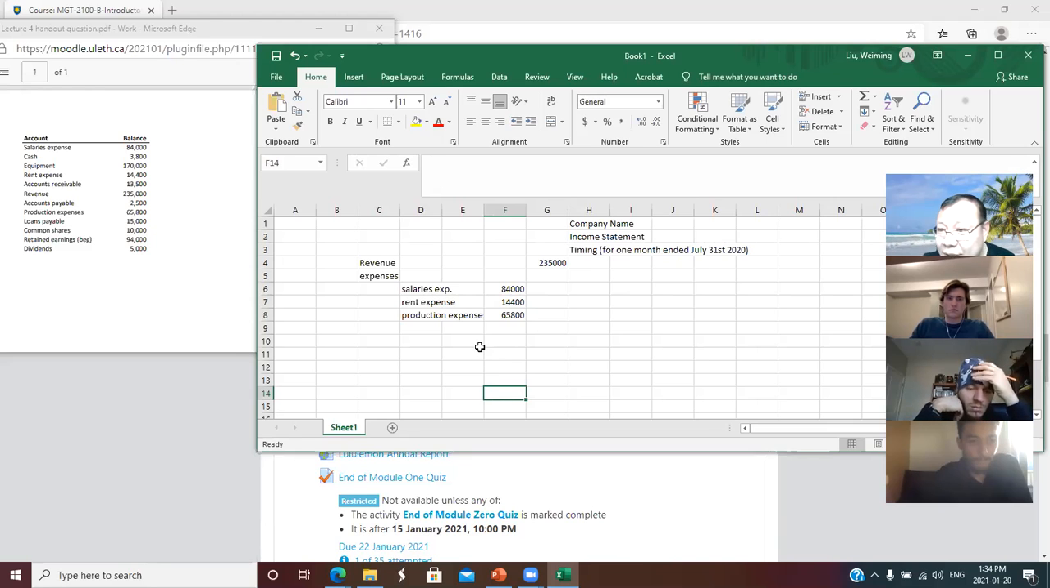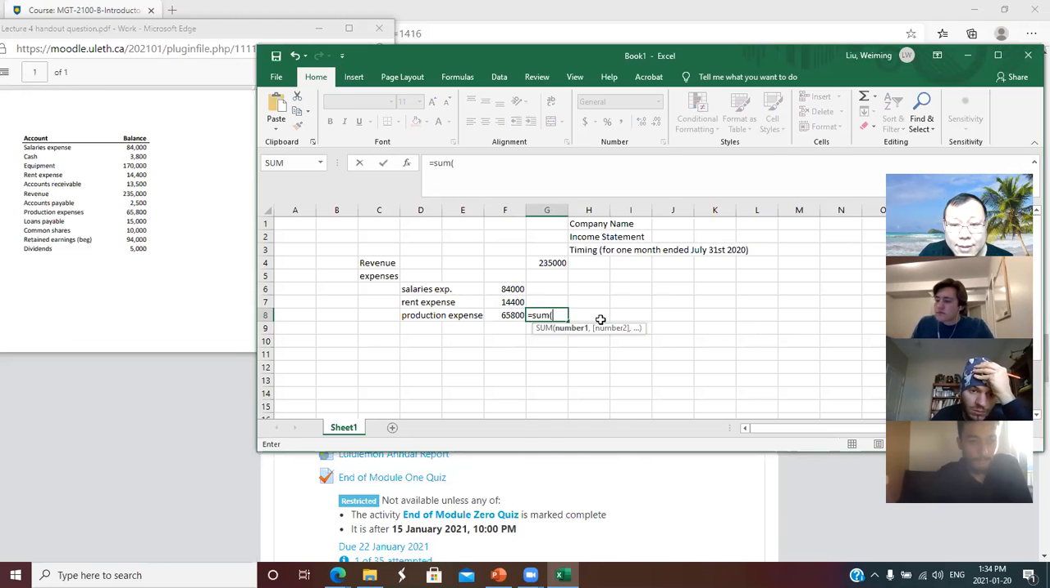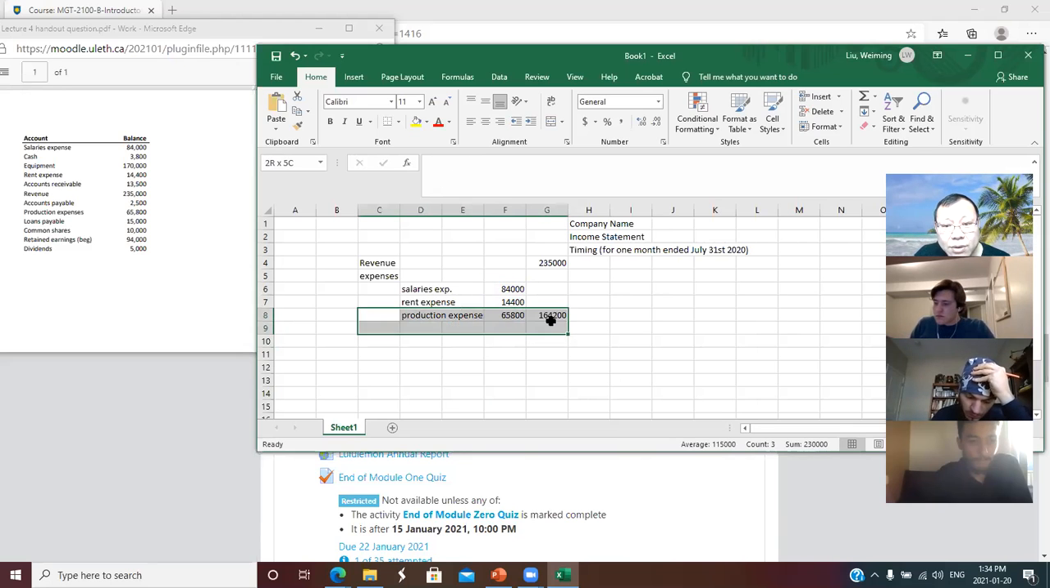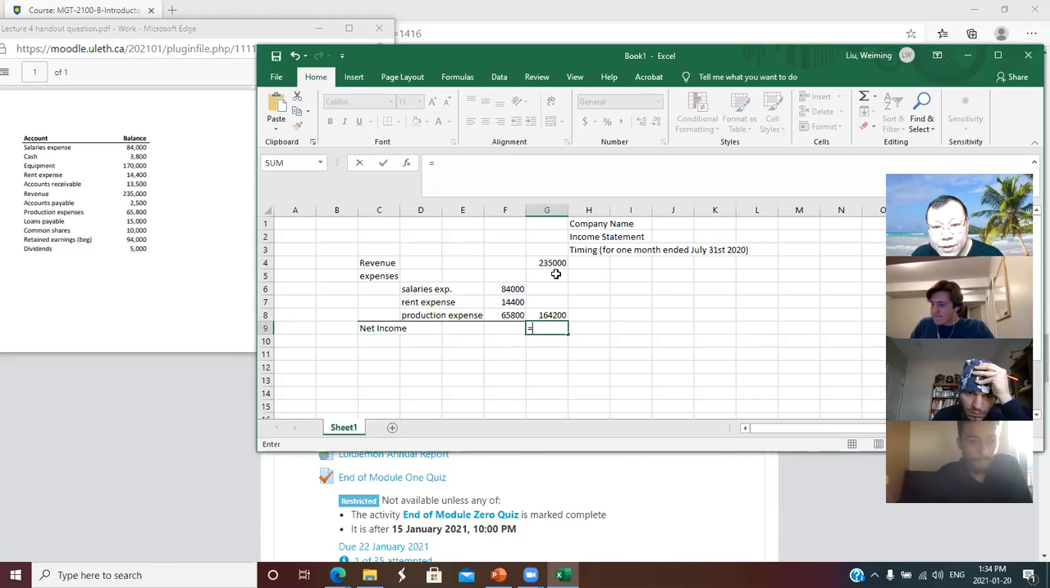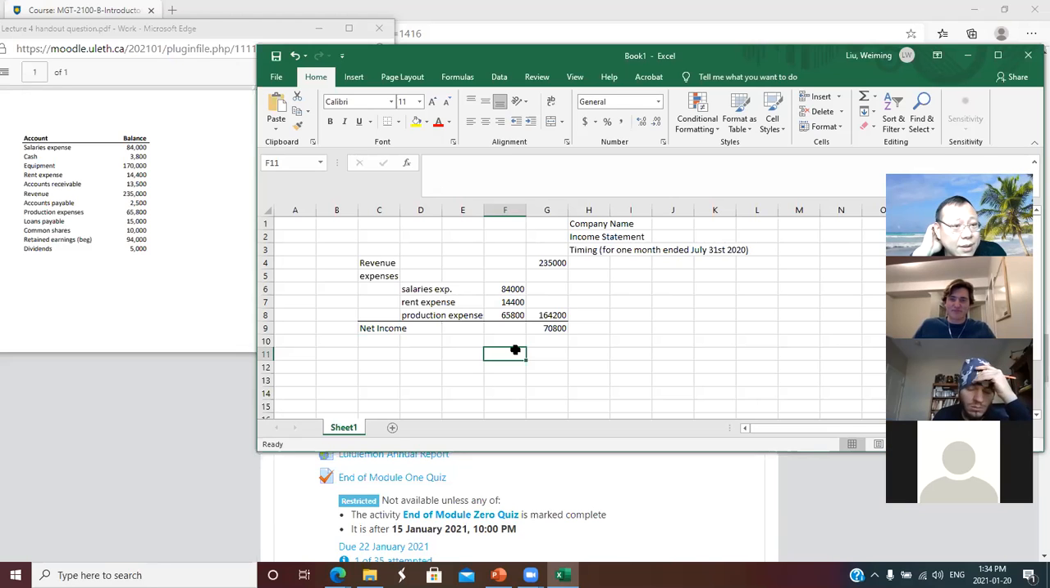Do you have any other expenses? No, right? That's it. So what's your total expenses here? It's the sum of these. And now you're gonna have a net income here. Your net income will be the difference between these two numbers. So 7,800. Is that right? Yeah, that's what I got. Okay, awesome. So that's your income statement.